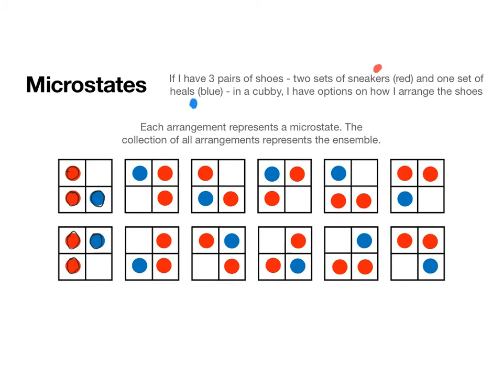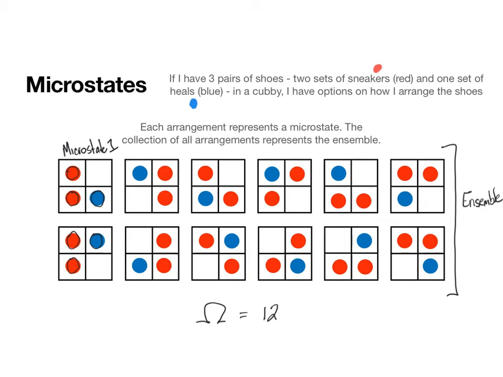And if I start moving things around, I end up with 12 different arrangements of my shoes in my cubby. And what this is, is that each arrangement is a microstate. And the whole collection of the arrangements is the ensemble. And in this case, omega, our number of microstates, is 12.